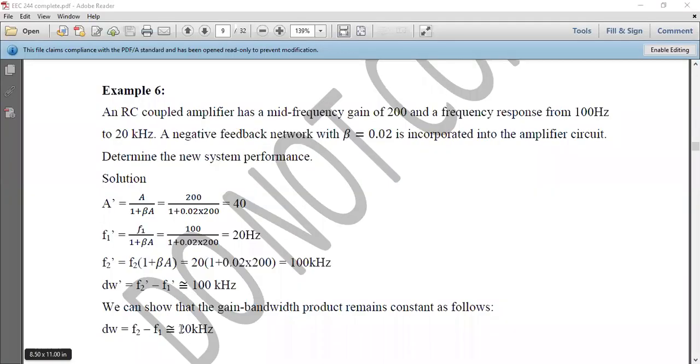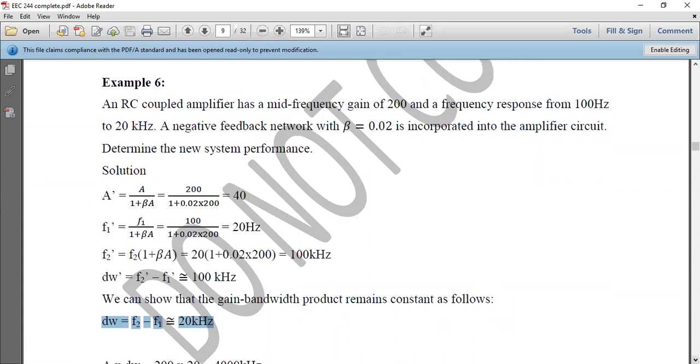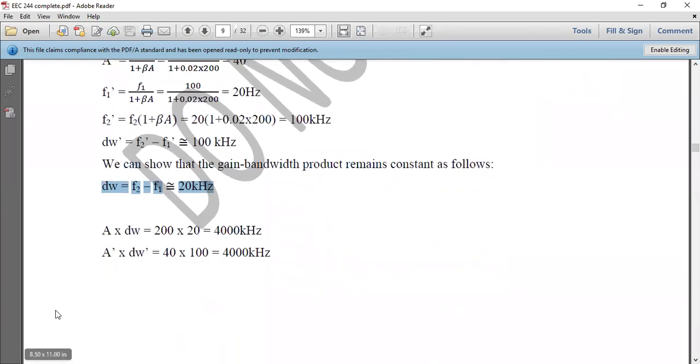Now, you will realize that this is not exactly 20 kilohertz. Check the screen again. This DW is not exactly 20 kilohertz because it's 20 kilohertz minus 100. That's about 19.9 kilohertz. But approximately it is actually 20 kilohertz. So we can now say that the gain bandwidth product will be equal if you use those values.